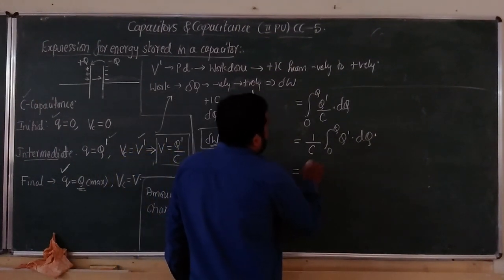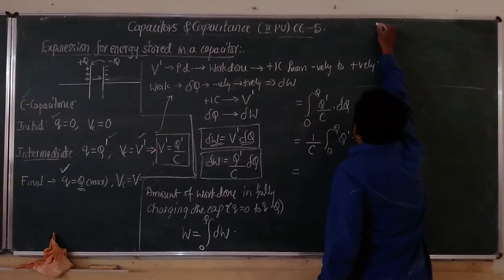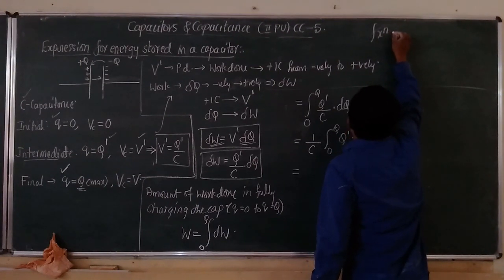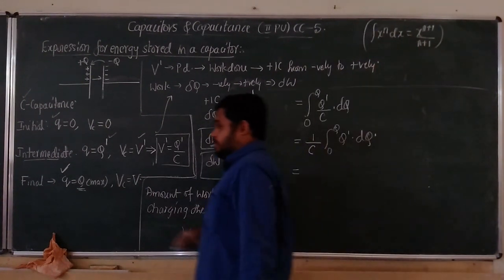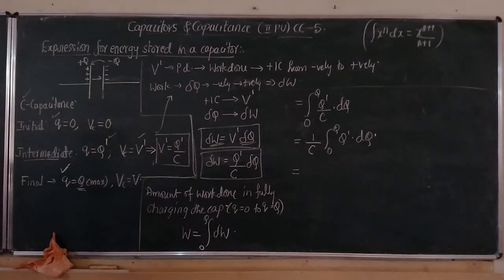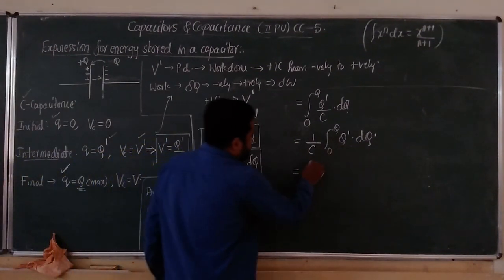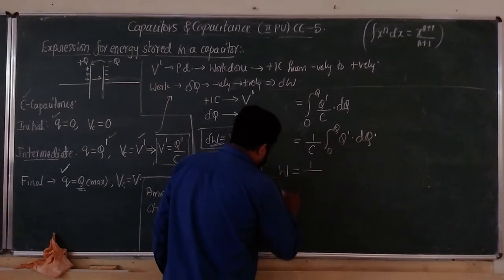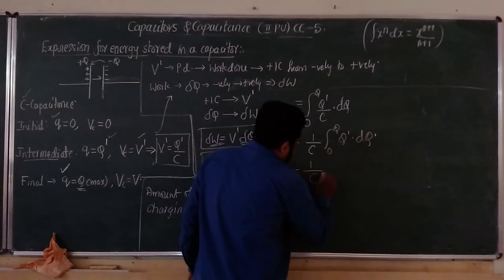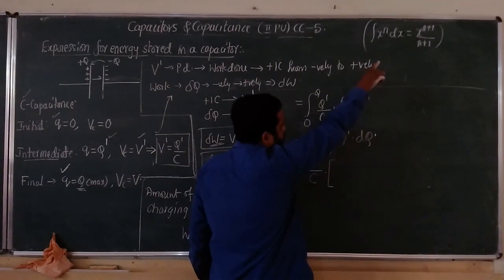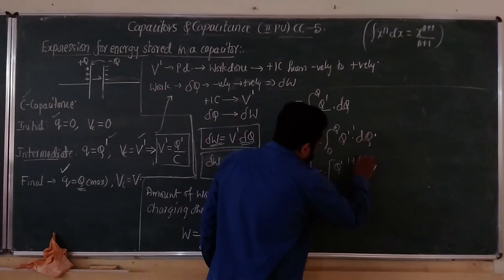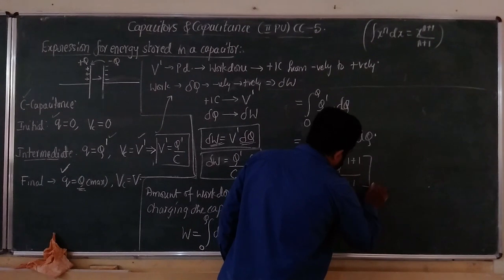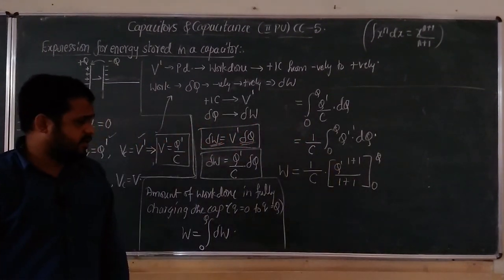Now integrate this using the formula: the integral of x to the power n dx is equal to x to the power n plus 1 divided by n plus 1. So on integrating, W is equal to 1 by C into the integral of Q dash. In the place of x we have Q dash to the power 1. Therefore Q dash to the power 1 plus 1 divided by 1 plus 1, with limits 0 to Q.